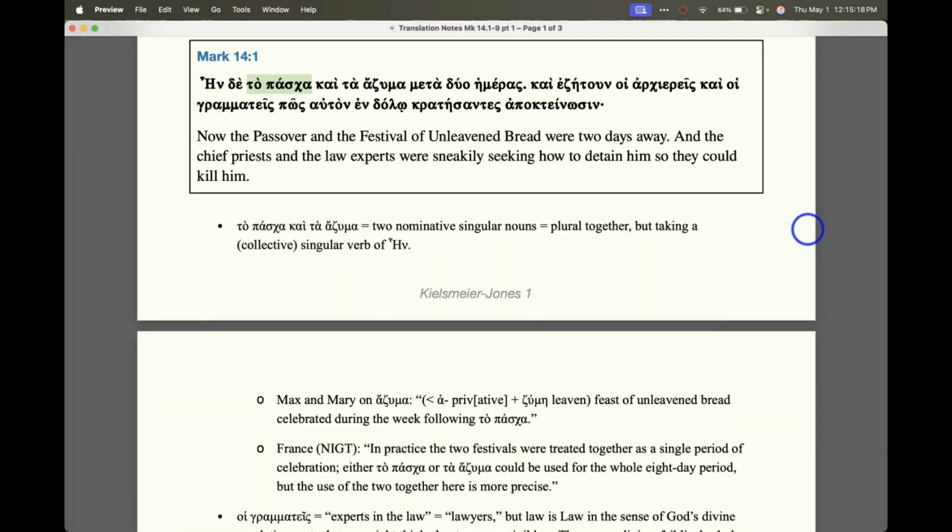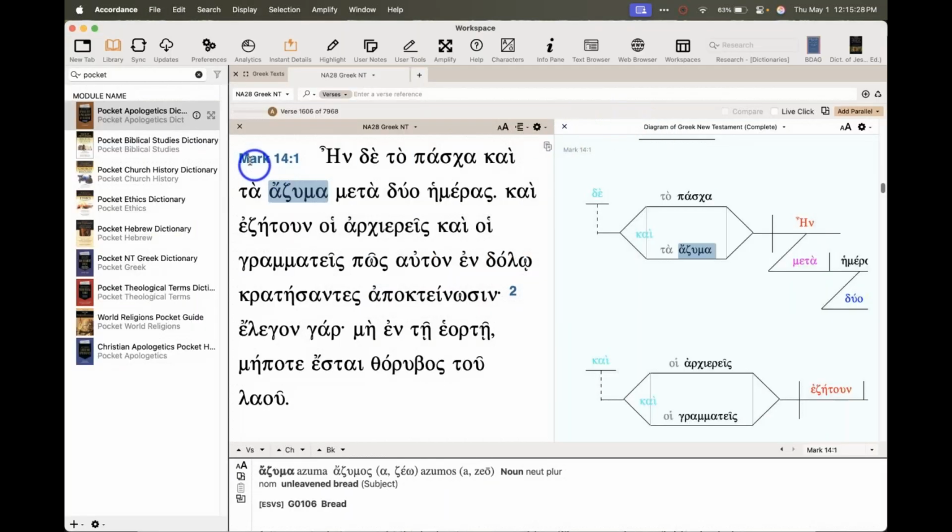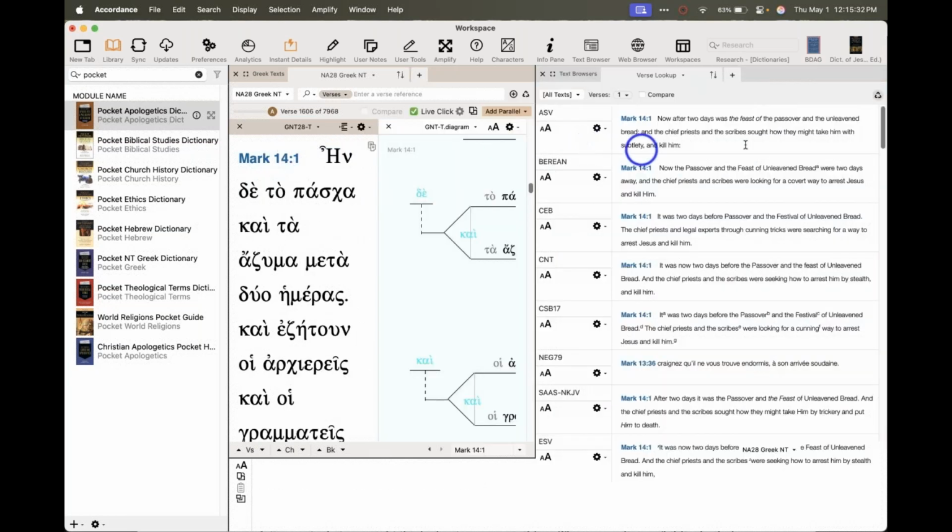So the only decision there in translation is, do I treat this as a collective singular in English, bring it over and preserve ain as was? Can I do that? Can I make that make sense? We might go back to live click again and see if we had any translations do that. In fact, yes, the ASV does that exactly.